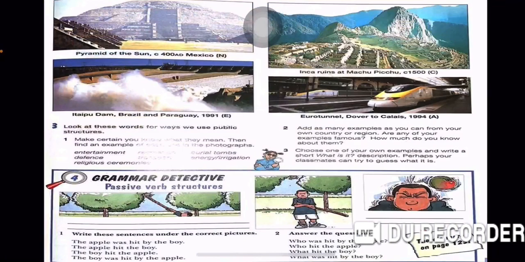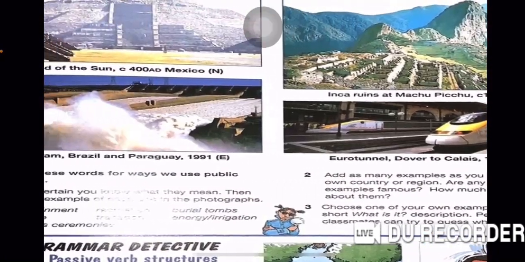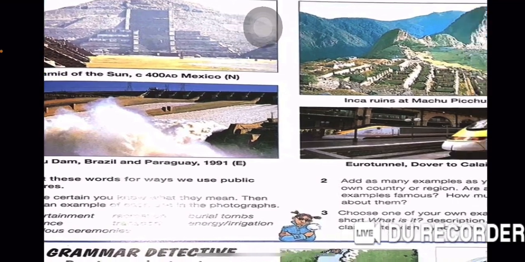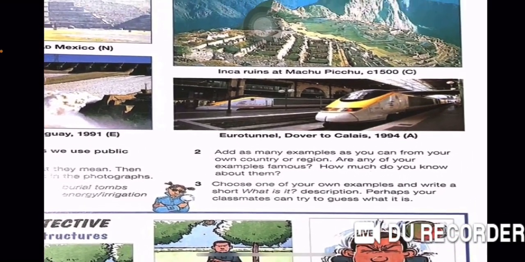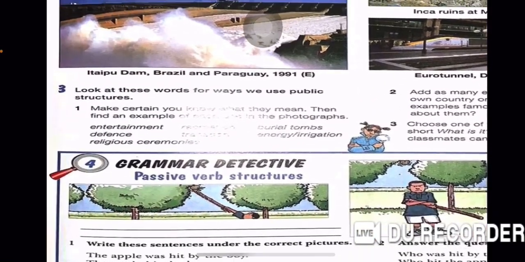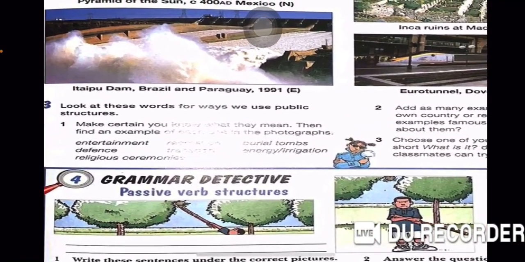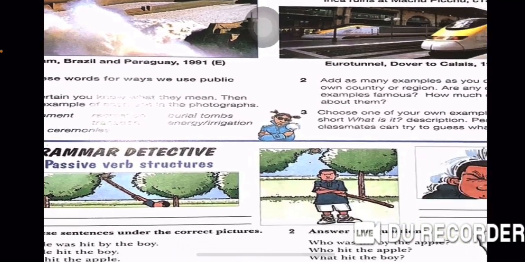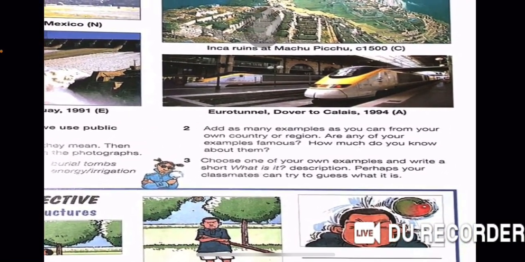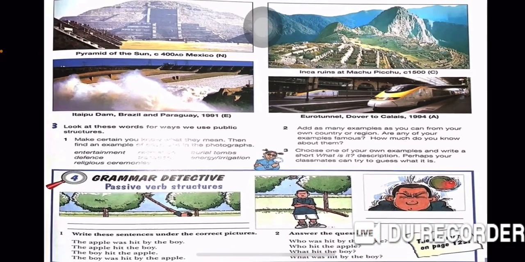Now we have other four pictures. Picture number one, Pyramid of the Sun in Mexico, Inca ruins at Machu Picchu, Itaipu Dam, Brazil and Paraguay, Eurotunnel Dover to Calais, 1994.